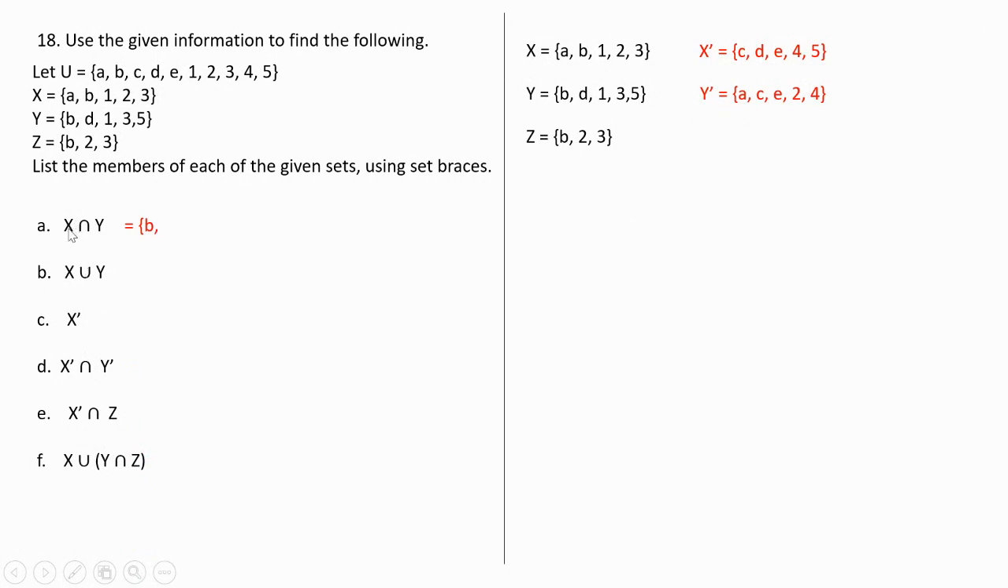So guys, here, X intersects Y. What do they have in common, X and Y? They have in common a B. How about a 1?